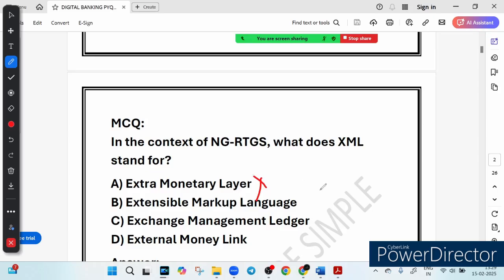Option B says extensible markup language. This is the correct answer. XML stands for extensible markup language, which is a way to store and share data in a structured format. So what we can do? We can store data, we can share data in a proper structured format, right?